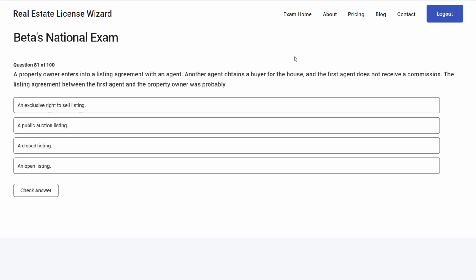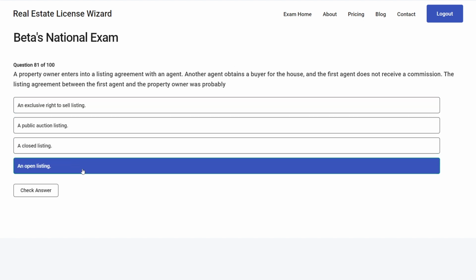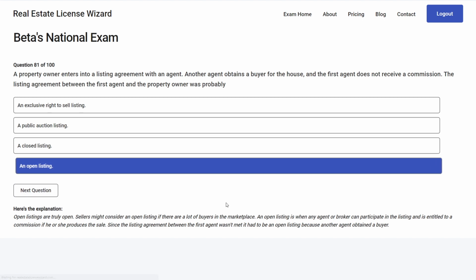All right, did you guys figure it out? Hopefully. Correct answer for this one is an open listing. So open listings, guys, they're truly open. Sellers might consider an open listing if there are a lot of buyers in the marketplace. An open listing is when an agent or broker can participate in the listing and is entitled to a commission if he or she produces a sale. Since the first agent wasn't paid, it had to be an open listing because another agent obtained the buyer. Did you guys get that? Hopefully. That one's pretty straightforward, but again, you have to understand the different types of listings to fully get that one.